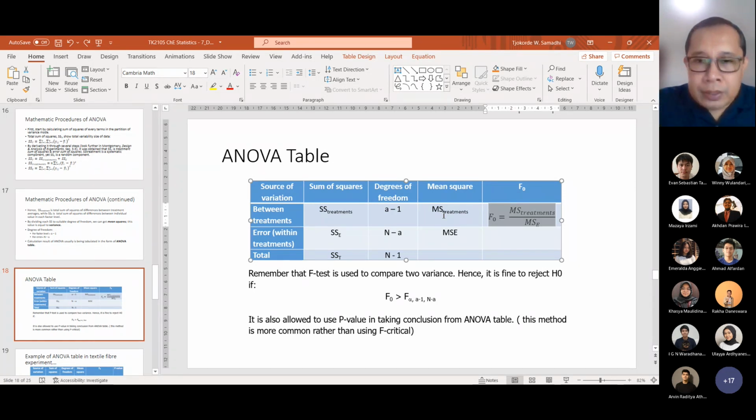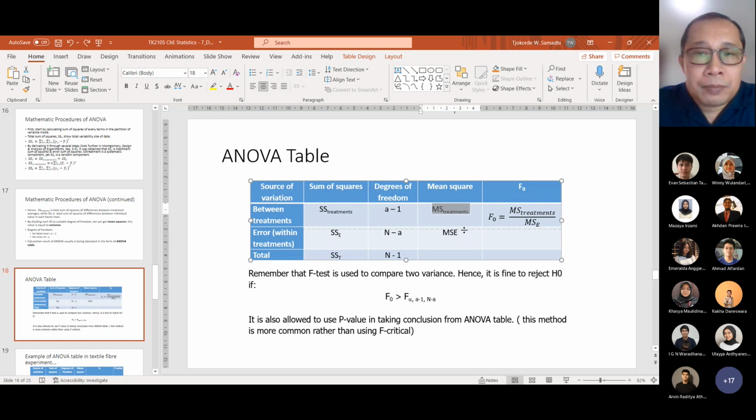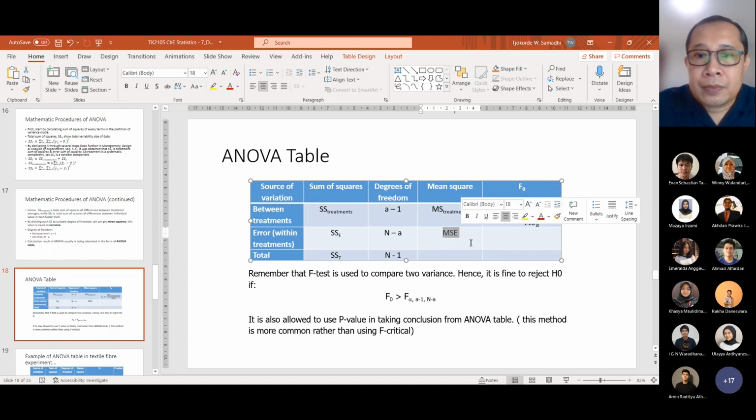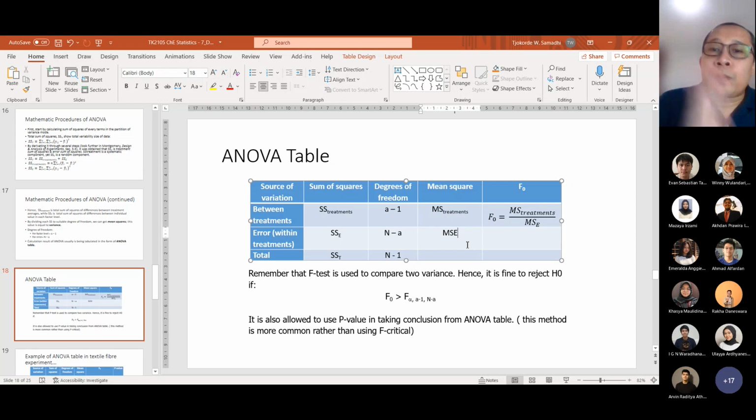Is the total variance of the experiment mainly caused by treatment or by random error? So which one contributes more to the total variance of the experiment? That's the basic of ANOVA. In other words, we want to test which one is larger, right? Is it MS treatments or MS error that is the larger one? So we want to compare two variances.